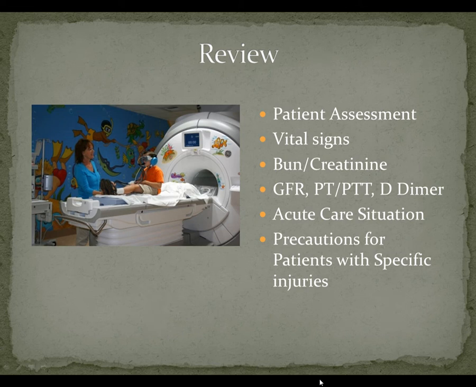Review the normal blood tests that we talked about. Know what a BUN is, know what a creatinine is, know what a GFR is, PT, PTT, what a D-dimer test is, what's in a complete blood panel. Pretty much everything that I've reviewed on here is up for grabs on a quiz.